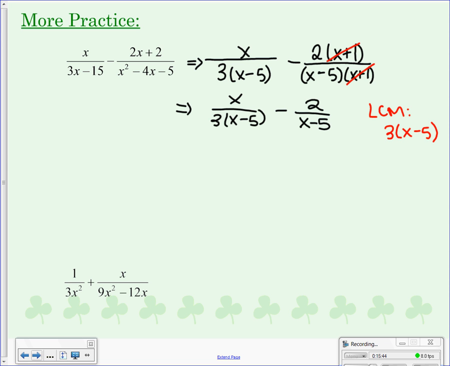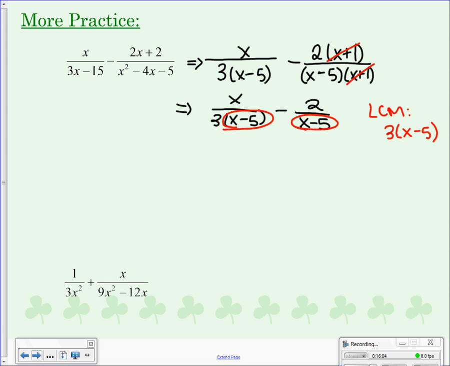How did we figure that out? Good. They both have an x minus 5. That would be something that you could circle and you would rewrite it once over here. A 3 is left over, so that needs to be multiplied. Okay.